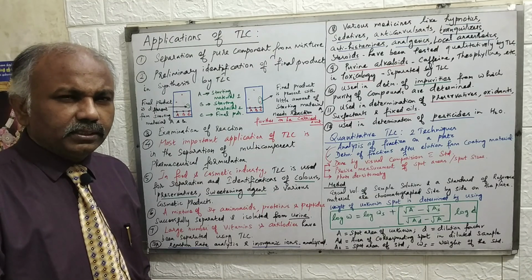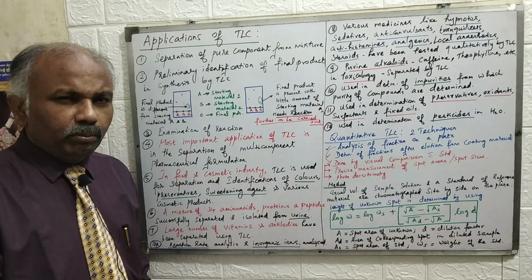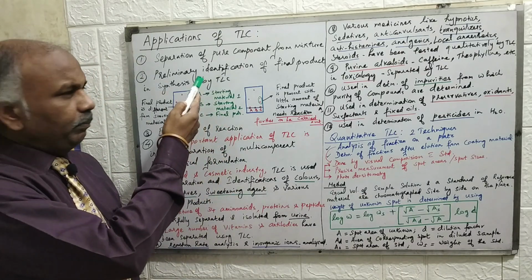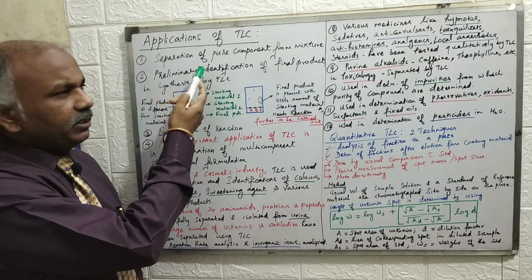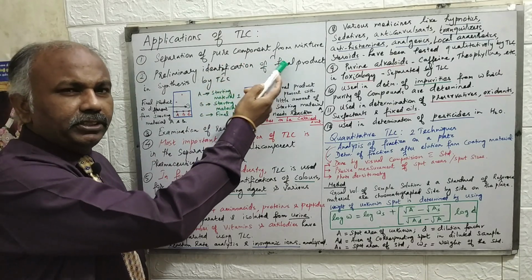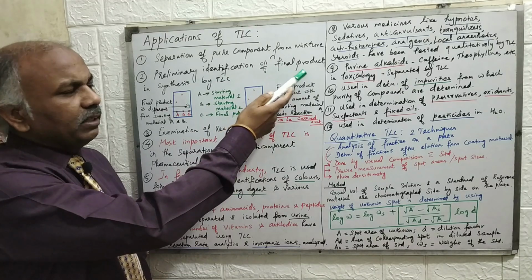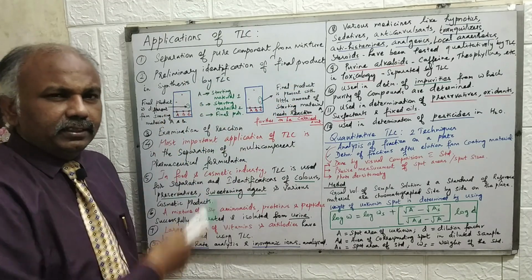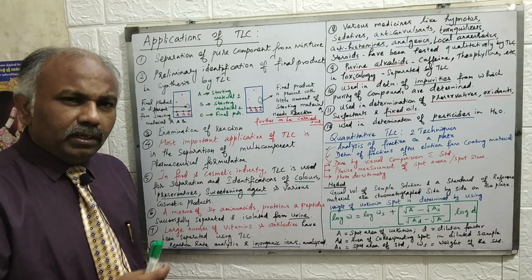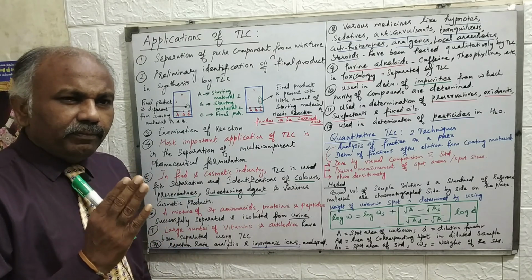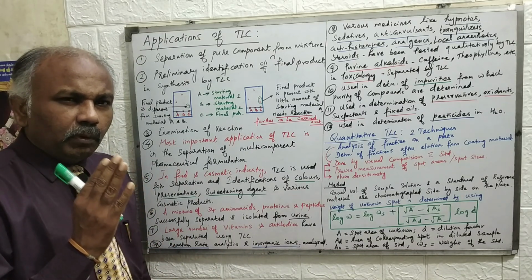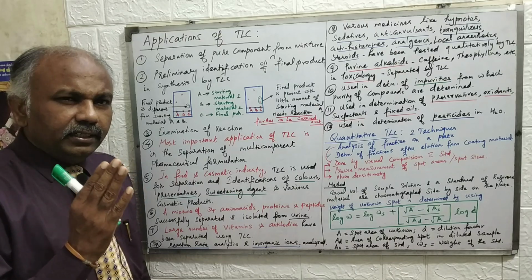Today I am going to discuss the various applications of thin layer chromatography. What are the various applications? One very important application is the separation of pure components from a mixture. The second important application is the preliminary identification of the final product in synthesis by TLC. So this is one of the very important applications. How are we identifying the final product produced in the reaction by TLC?